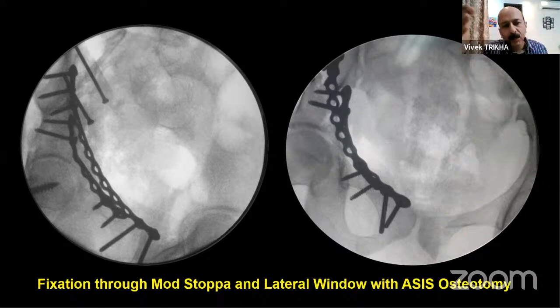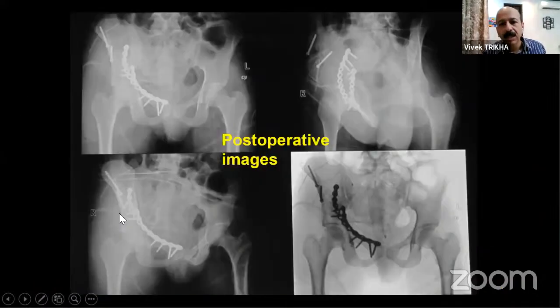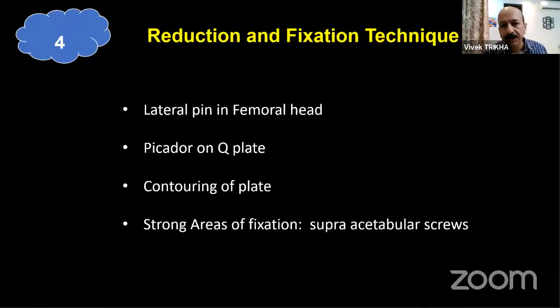Now you increase, put in two plates completely, right from the SI joint towards the symphysis and the infrapectineal one, with the supra-acetabular screw fixation and the infra-acetabular screws. And that's the fixation you can get of such a medialized fracture, with iliofemoral along with intrapelvic approach, which gives you a near anatomical fixation for that fracture.